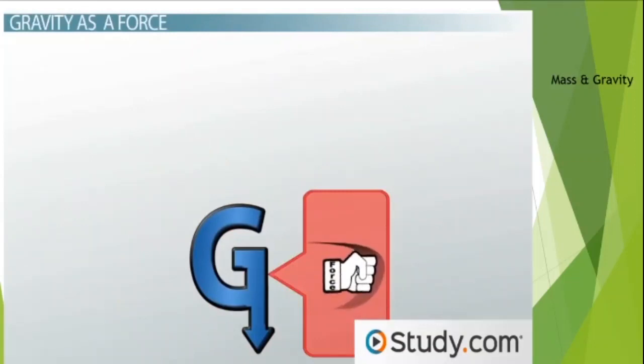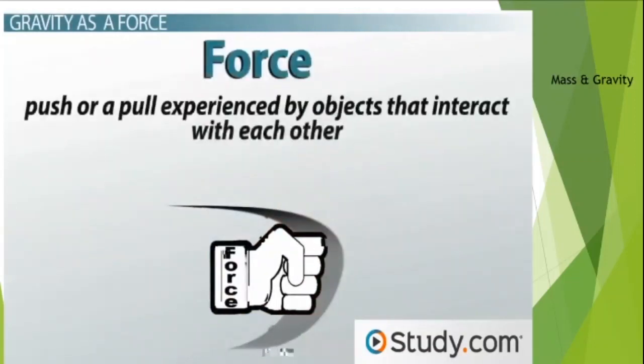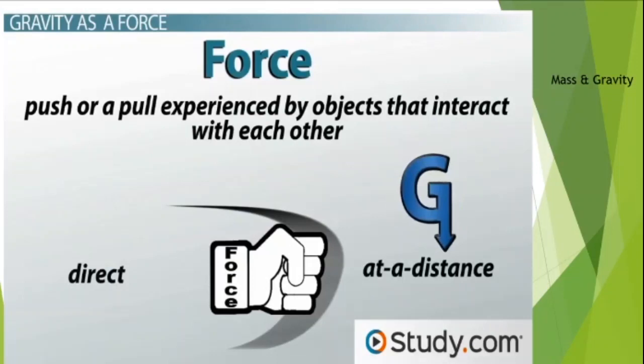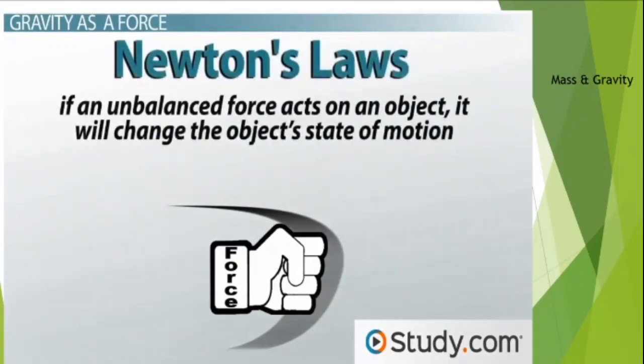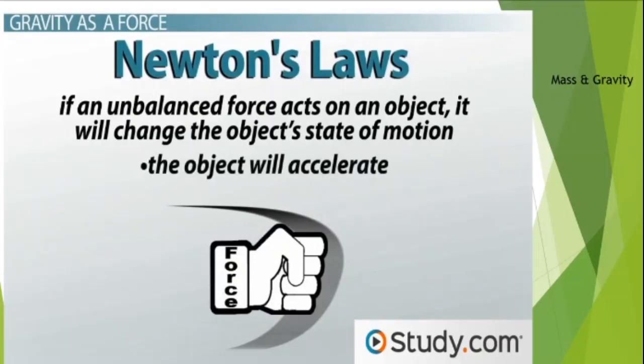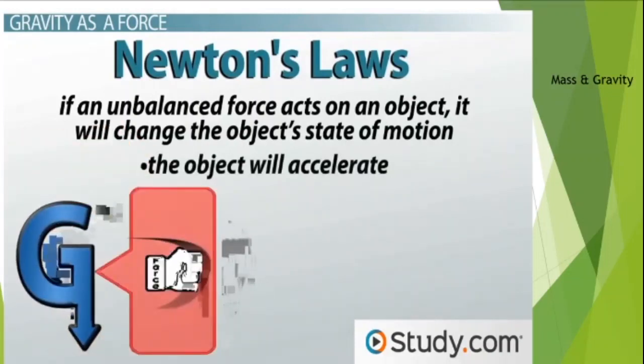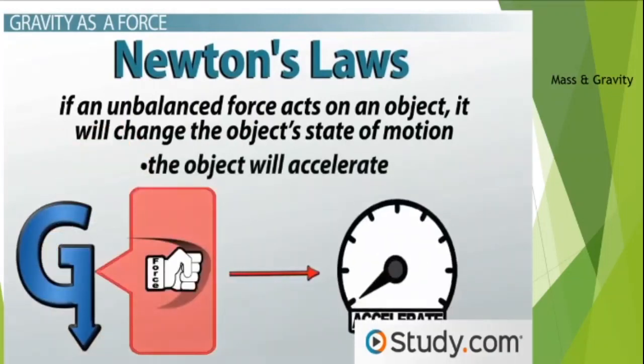Gravity is a force. A force is simply a push or pull experienced by objects that interact with each other. The interaction can be direct or at a distance, which is the case of gravity. Newton's laws tell us that if an unbalanced force acts on an object, it will change the object's state of motion. In other words, the object will accelerate. Since gravity is a force, gravity causes objects to accelerate.